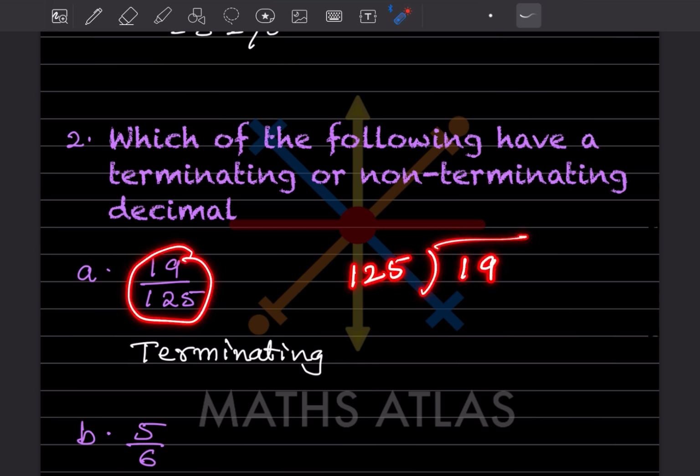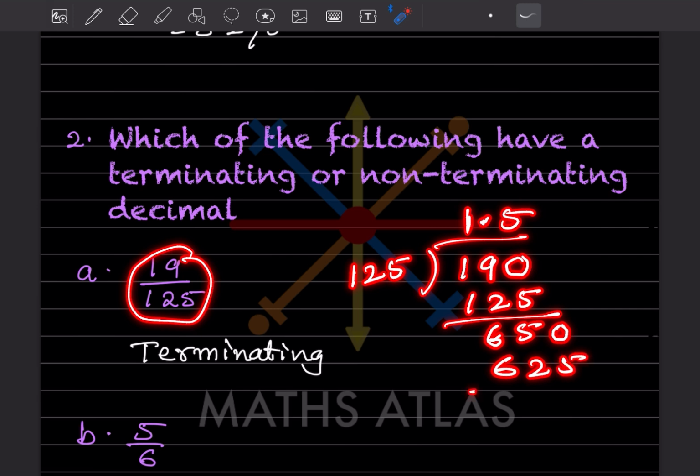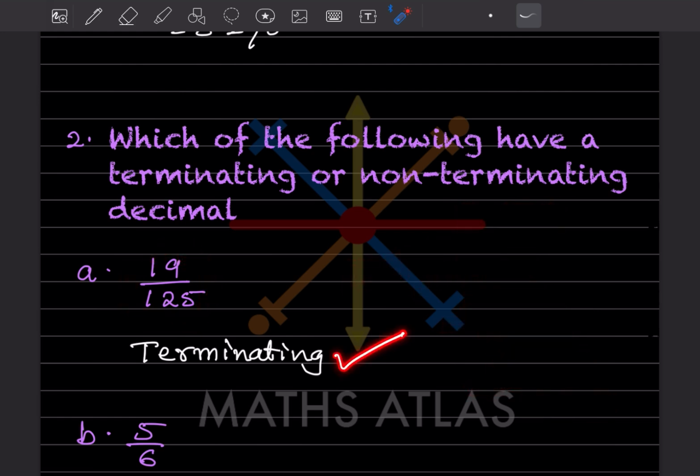So 19 is a smaller number. So what you do, you take 0. So 125 ones are 125. So this is going to be 6. Now you are going to put here 0. Again, 125 5s is going to be 625. So again you get 2, that will be 152. The numbers are not repeating after the decimal. So that is a terminating one.